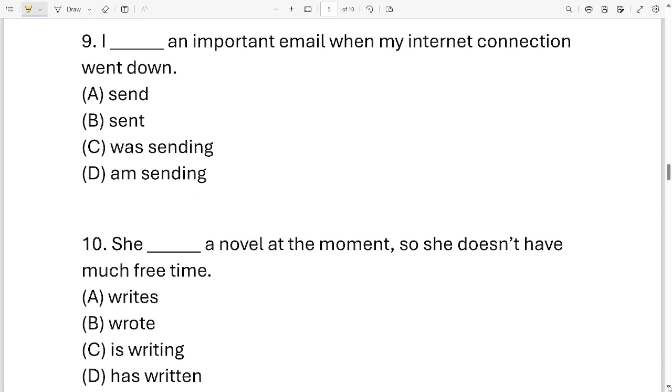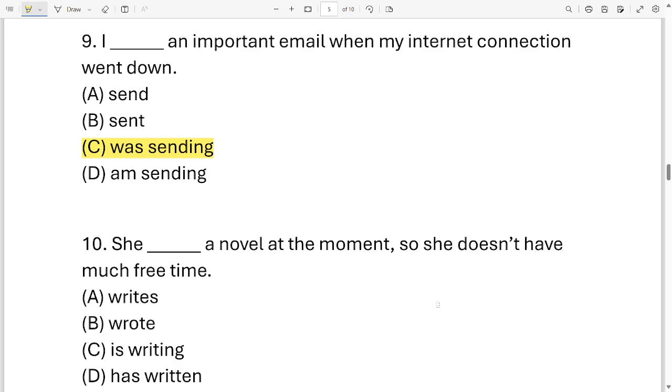Next sentence. I dash an important email when my internet connection went down. Options are send, sent, was sending, am sending. These are the four options. Which one is correct? It is option C. I was sending an important email when my internet connection went down.